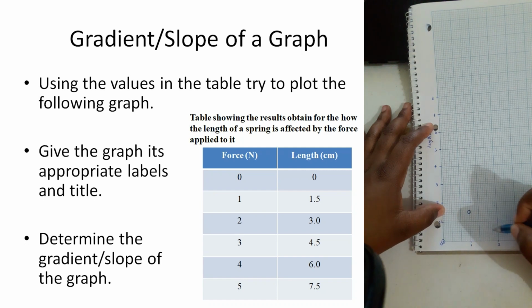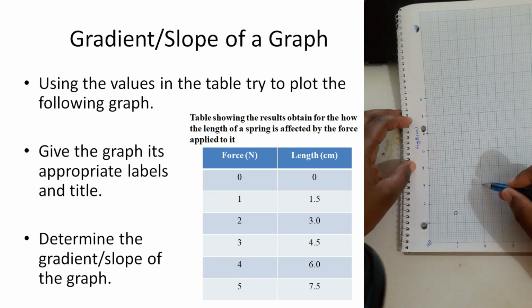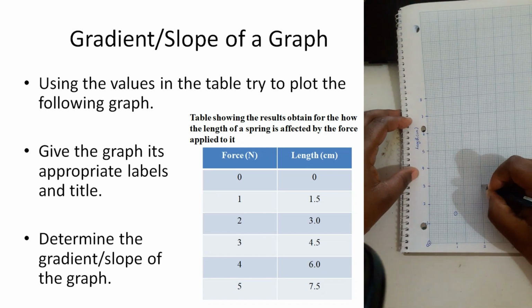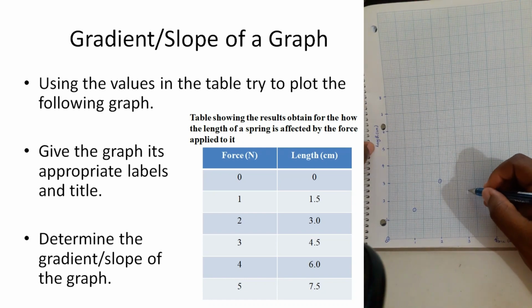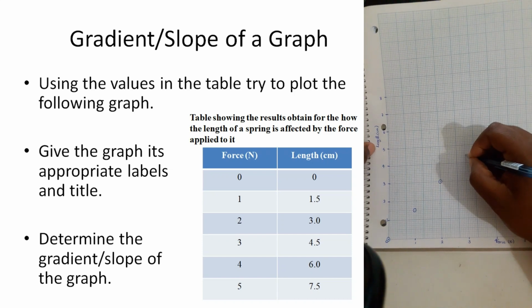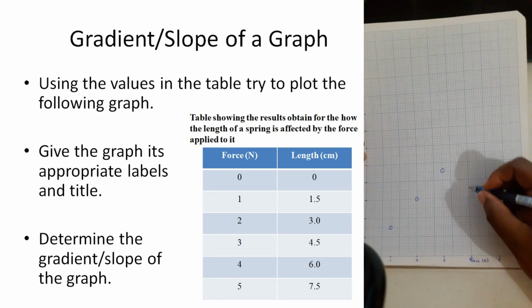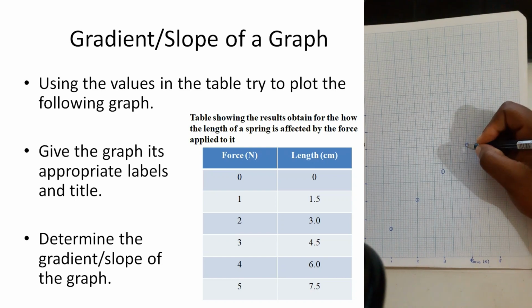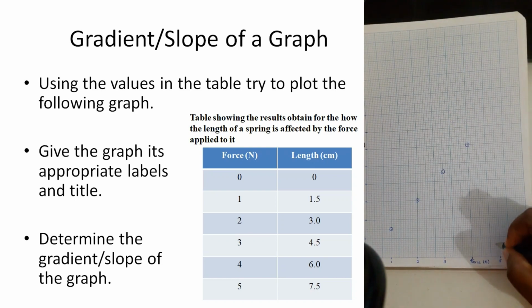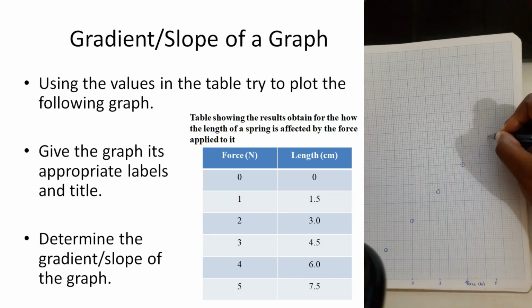And so when the force applied is 2, the length of the spring is 3 centimeters. When the force applied is 3, the length of the spring is 4.5 centimeters. When the force applied is 4, the length of the spring is now 6. And look at what we're getting. We're actually getting a straight line graph. And when a force of 5 newtons is applied, you're getting a length of 7.5.